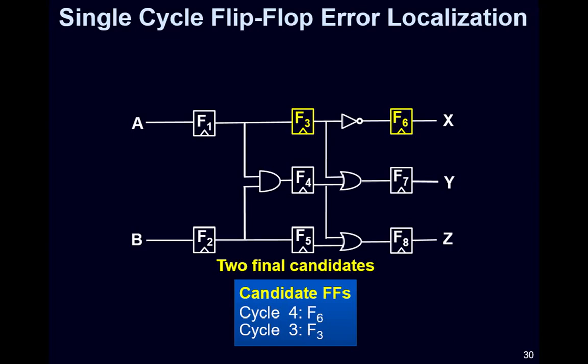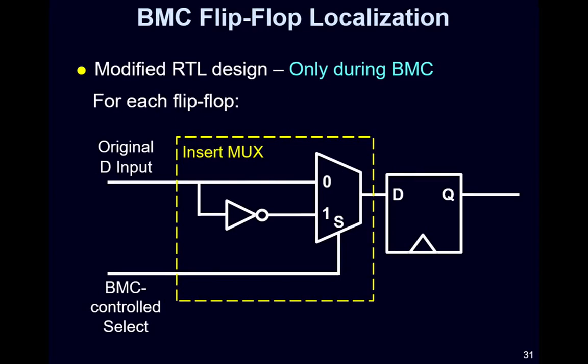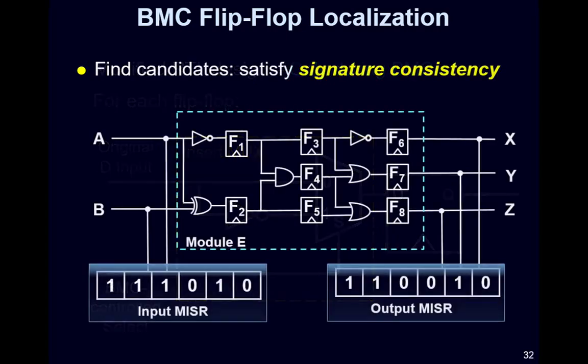Now, that's a great small example of how we are able to run this analysis. But the question is, how can we get BMC to do this for us? What we've done is that only in the RTL that's actually provided to the BMC tool, we insert muxes at the input of every flip-flop and allow the BMC to control the select lines. This way, it can inject an error into a flip-flop at any point, and we just constrain it so it can only do that once throughout the design.